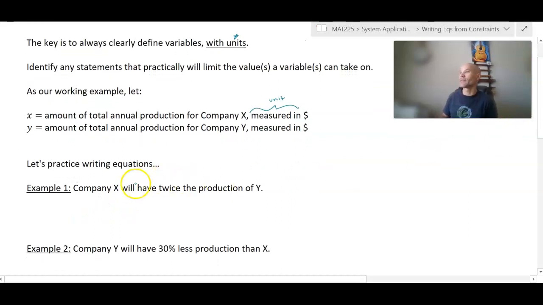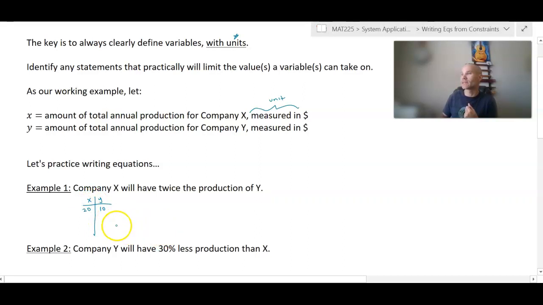Let's say we identified a statement that said company X will have twice the production of company Y. Okay, well, that clearly affects the relationship between X and Y. There needs to be a 2-to-1 relationship. Now, before you just say X equals 2Y, I like to create a little t-table and give myself an example. We don't know how much they're going to each produce, but we just know that company X will have twice the production of Y. So if the production of Y is 10 units, company X will have twice that, so that will be 20.